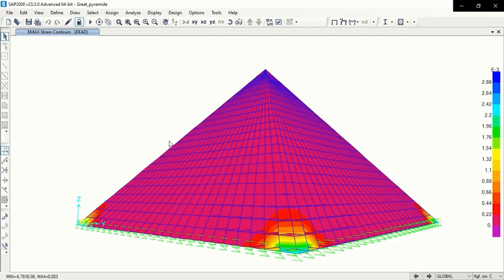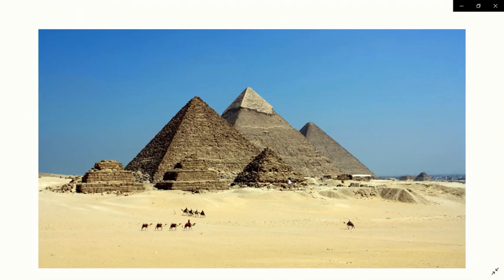The strains, on the other hand, are very small, and the highest values are in the corners once more. Perhaps because of the small internal stresses and strains, they're still there.